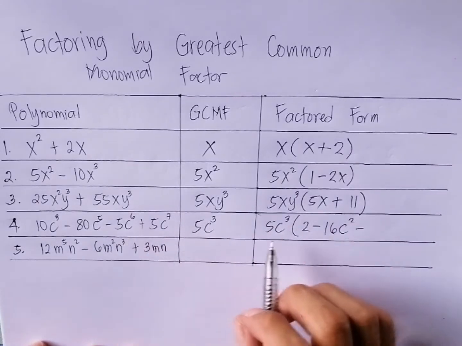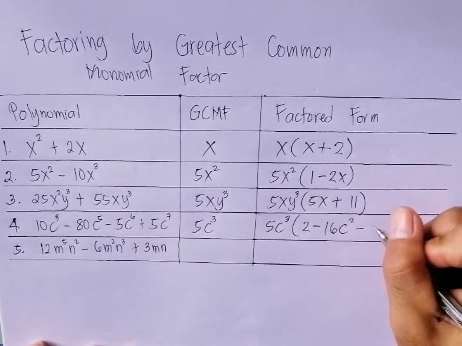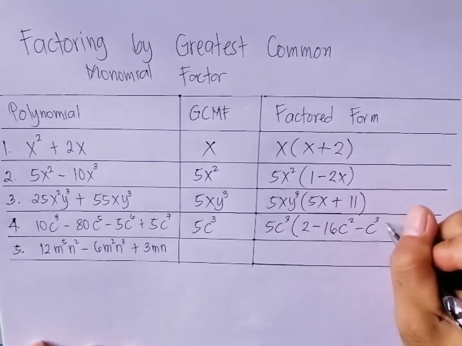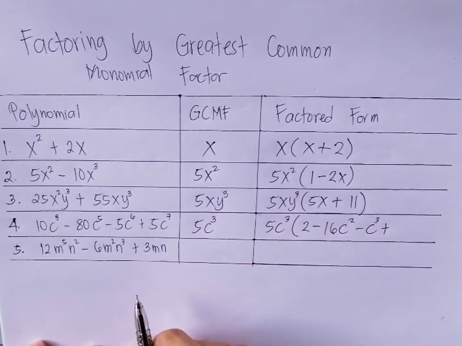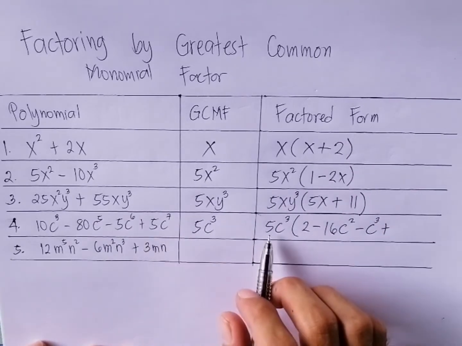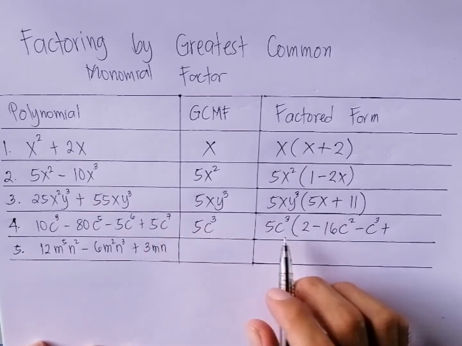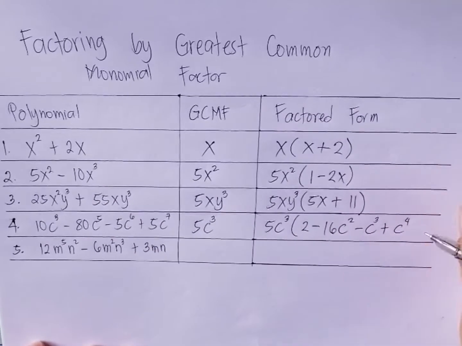C raised to 6 divided by c raised to 3 is equal to c raised to the power of 3, plus 5 divided by 5, that is equal to 1. C raised to 7 divided by c raised to 3 is equal to c raised to 4.